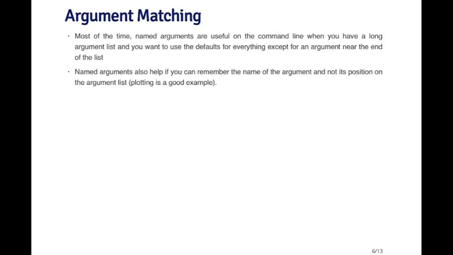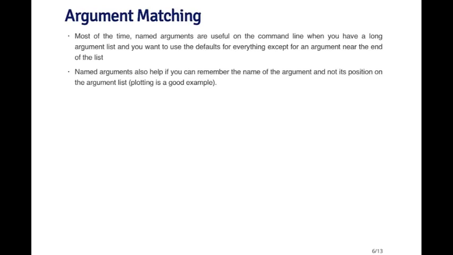Most of the time, the named arguments are useful on the command line when you have a long argument list and you want to use the defaults for everything except for one of the arguments, which may be in the middle or near the end of the list. And you usually can't remember exactly which argument it is, whether it's the 4th or the 6th or the 10th argument on the argument list. So you just call it by name, and that way you don't have to remember the order of the arguments on the argument list.